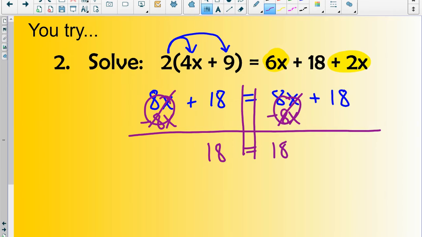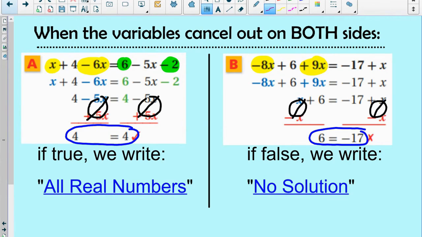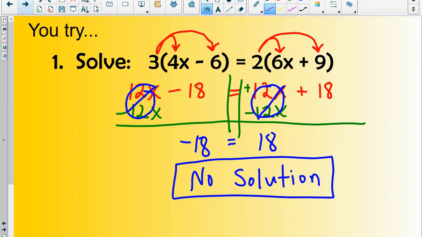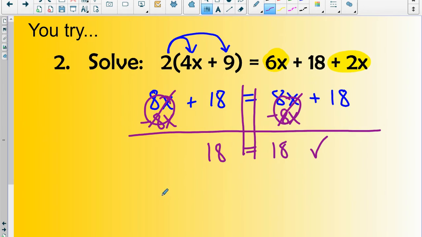So I notice that this is a special equation. So I have to think about, what does it mean if I get 2 numbers that are actually equal to each other like this? 18 equals 18, that is a true statement. So if I look back at my notes, when it's true, we should write all real numbers to indicate that x could actually be anything. Any number you could come up with would actually be a solution.